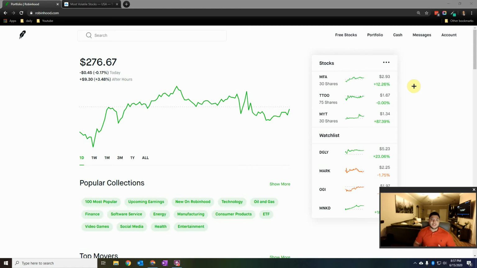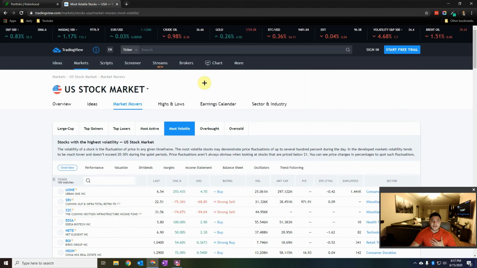And what I'm actually going to do is go through what I've been doing within this tool. It's tradingview.com. Whenever you go to this, you can go to the markets. I'm going to put this link down below in the description, so it'll be easy to get to.